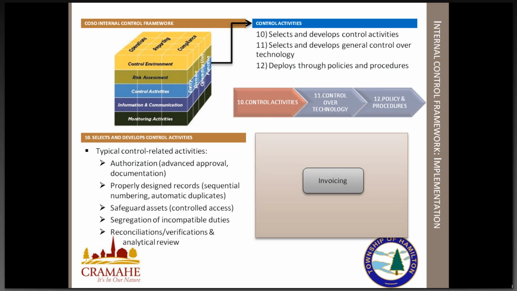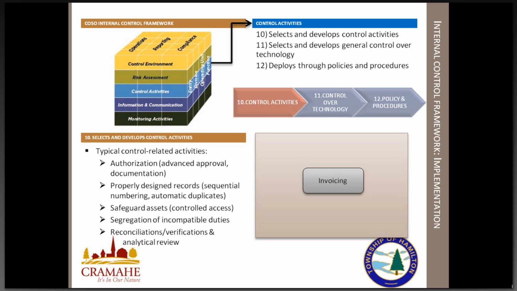In assessing change, it's important to select and evaluate the appropriate control-related activities. So appropriate controls are outlined on the left side of the slide. So it includes things like a proper authorization structure where only authorized individuals are permitted to initiate the transaction, as an example, to create properly designed records where there is sequential numbering of documents and automatic duplicates through carbon copies could be created, to physically safeguard assets to minimize the risk of loss or misuse by controlling access.